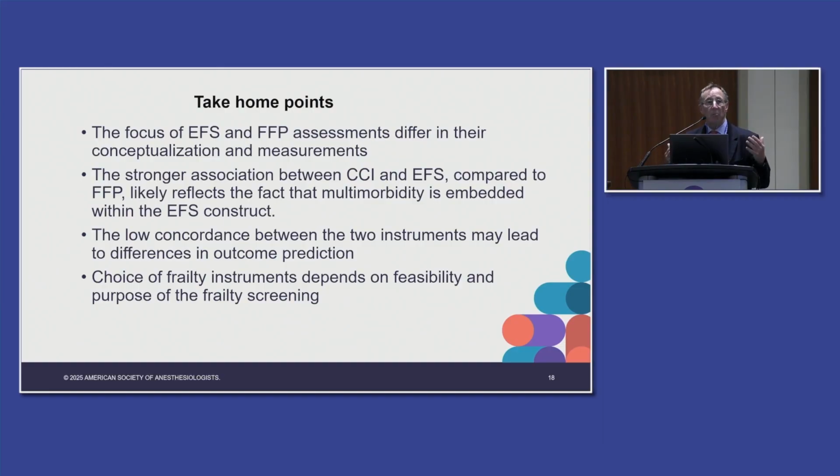So if you're thinking about choice of frailty assessments, it depends on the feasibility, which I discussed between the two instruments, and also the purpose of the frailty screening. And in our case, we'd like to focus on loss of independence.